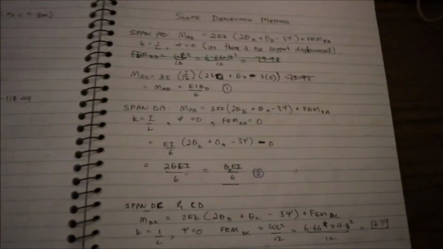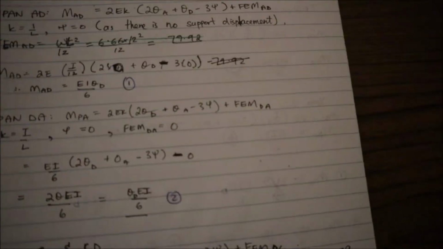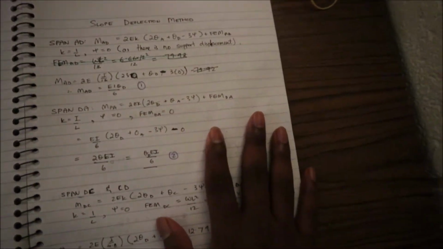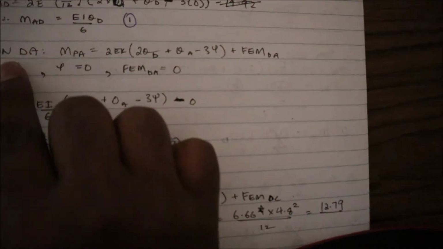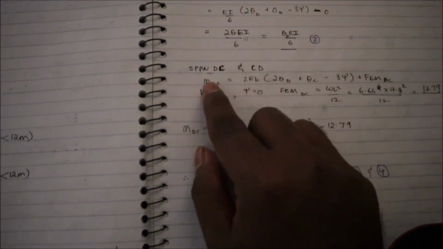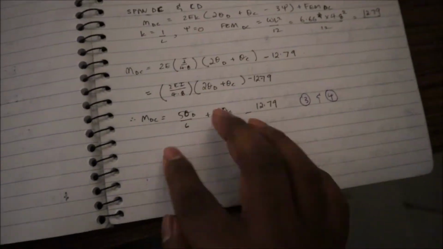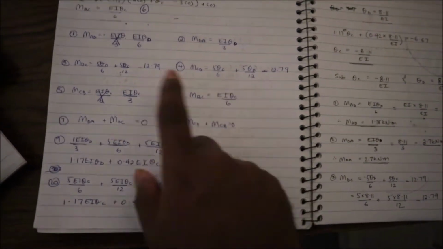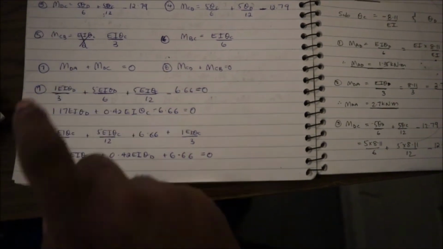And in the slope deflection method, it wasn't actually very difficult, but there were just a lot of formulas. One formula for span AD, one for span DA, another for span DC and CD, one more for CB, and one more for BC. So altogether there were 10 formulas: 1, 2, 3, 4, 5, 6, 7, 8, 9, 10.